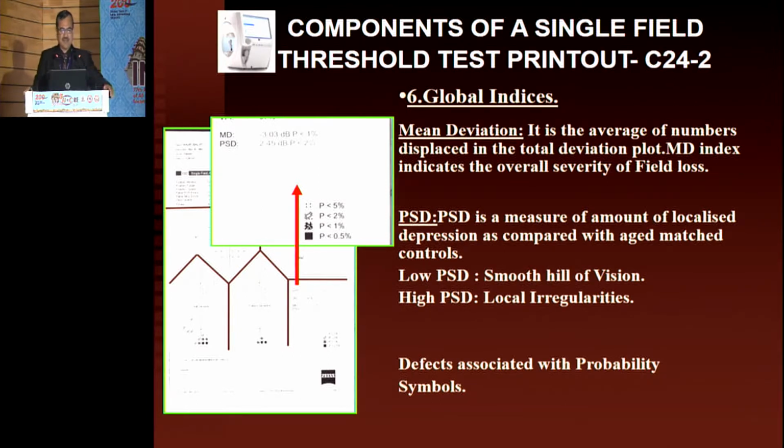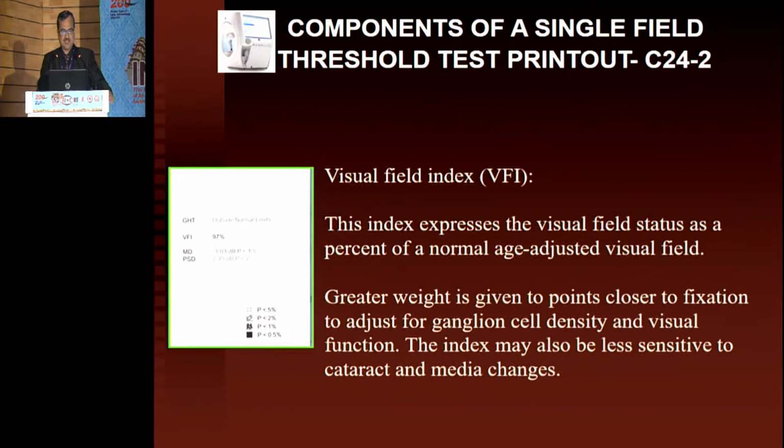Now, the pattern standard deviation is a measure of the amount of localized depression as compared with the age-matched controls. A low PSD indicates a smooth hill of vision, whereas a high PSD indicates local irregularities. And the defects should be associated with the probability symbols.